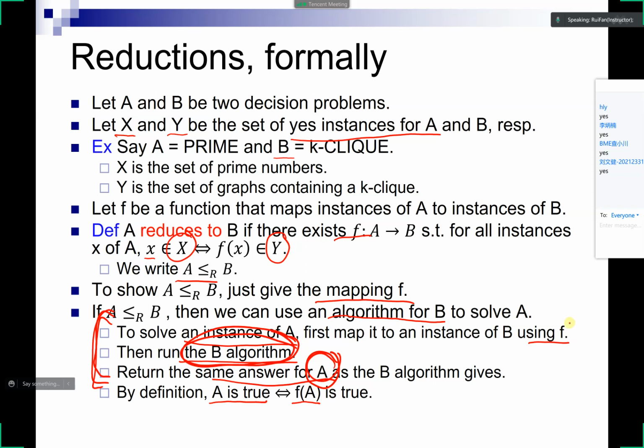Okay, so as long as you have this reduction from A to B, and you have an algorithm for B, then you can solve problem A. Okay, any questions about this? Is that a reasonable definition?